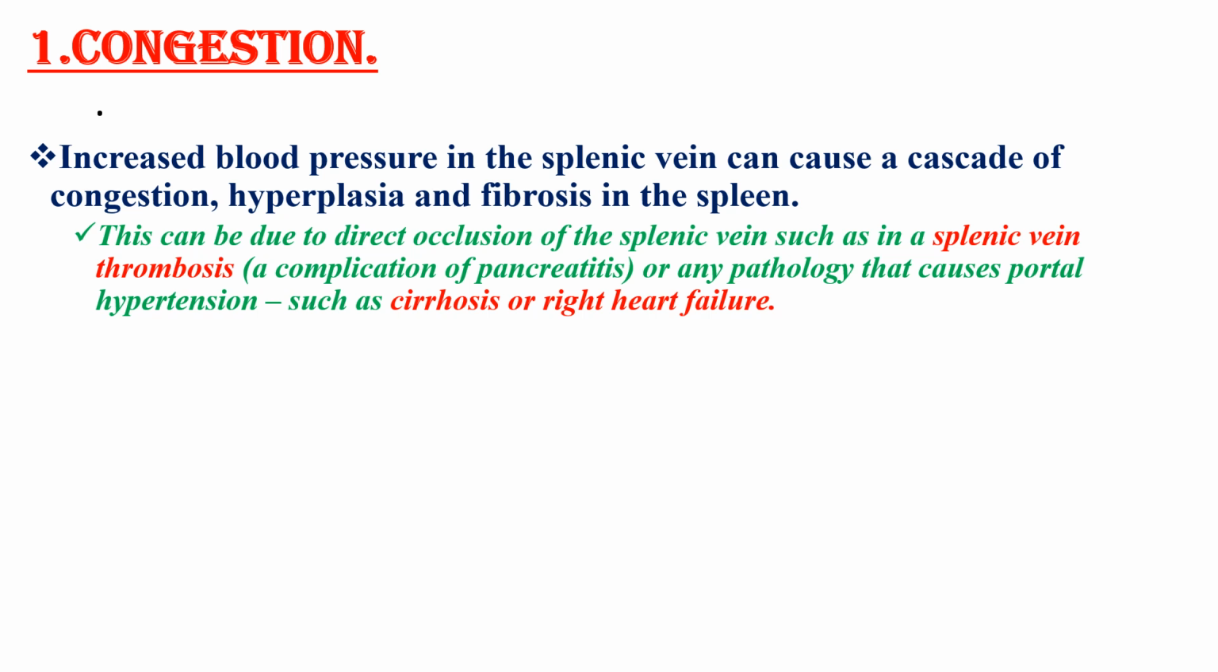From this, the first is congestion. Increased blood pressure in the splenic vein can cause a cascade of congestion, hyperplasia, and fibrosis in the spleen. This can be due to direct occlusion of the splenic vein, such as in a splenic vein thrombosis, or any pathology that causes portal hypertension, such as cirrhosis or right heart failure.